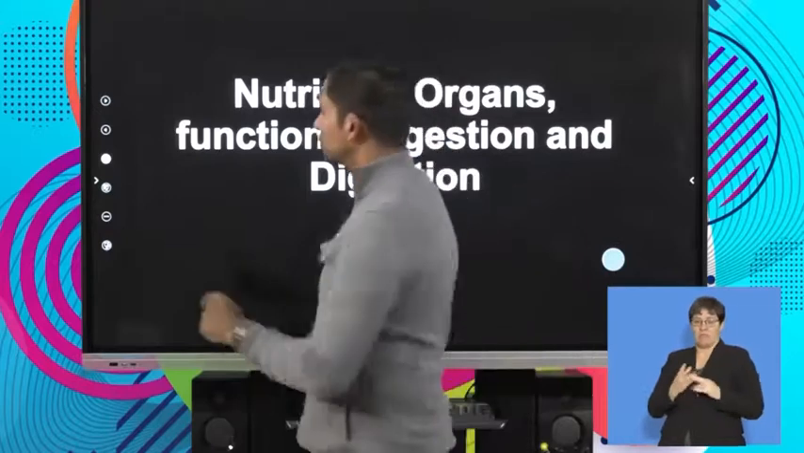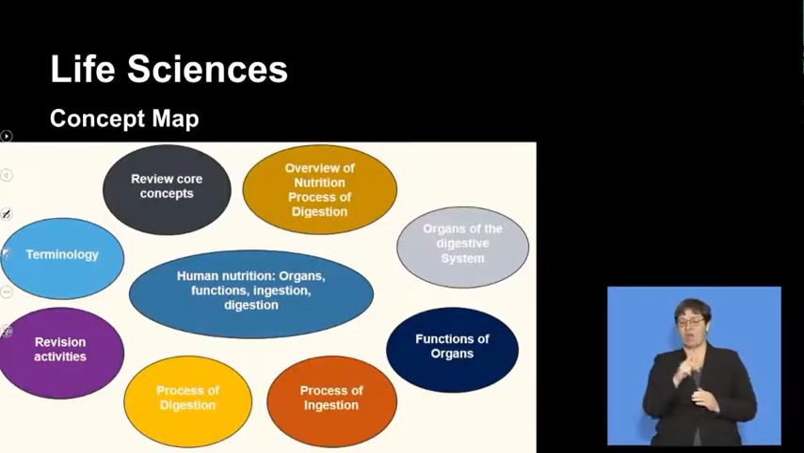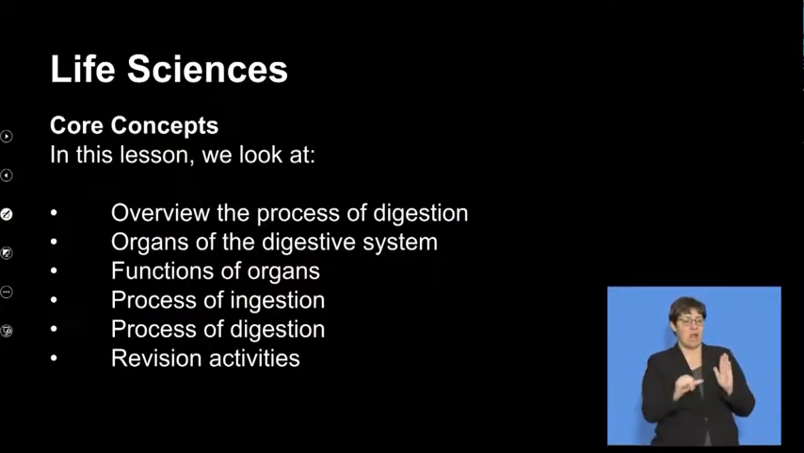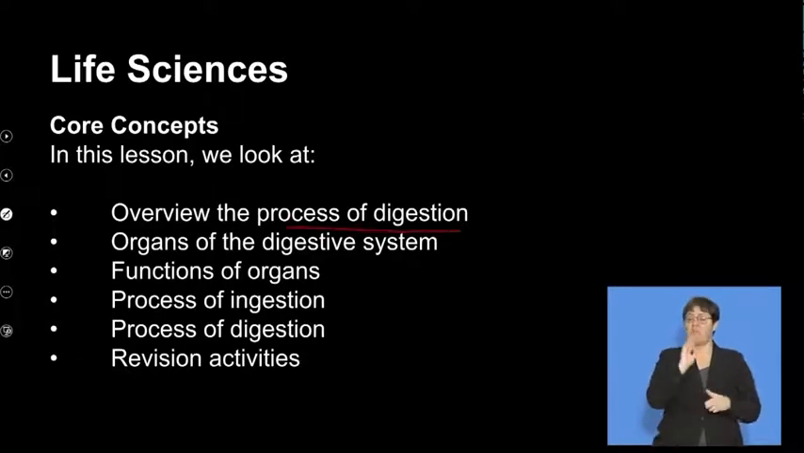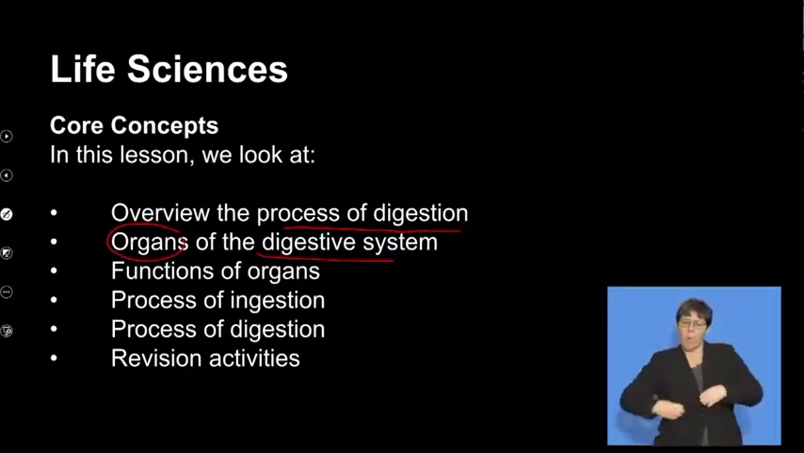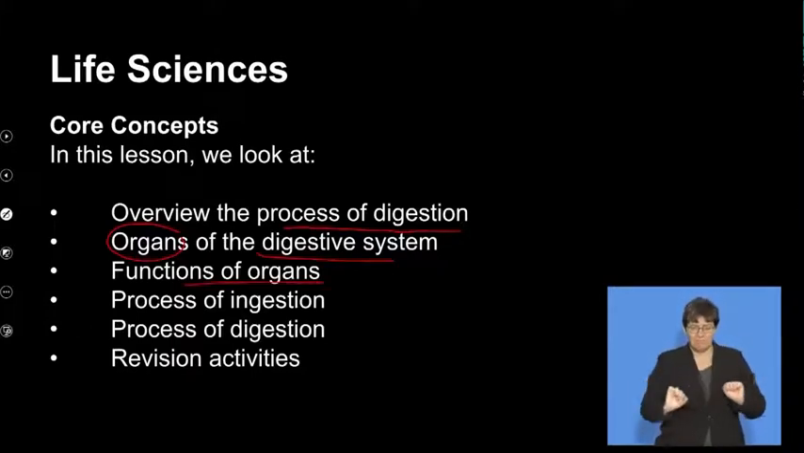So let's get straight into the core concepts of our lesson. As I mentioned, it's important that we review what the core concepts are. We're going to spend some time overviewing the process of digestion. We're going to spend some time looking at what the important organs in our digestive system are. We're going to talk about their functions and their role in the process of digestion. And then we're going to pay special attention to two processes: the process of ingesting food and then what happens when food is ingested during the process of digestion.